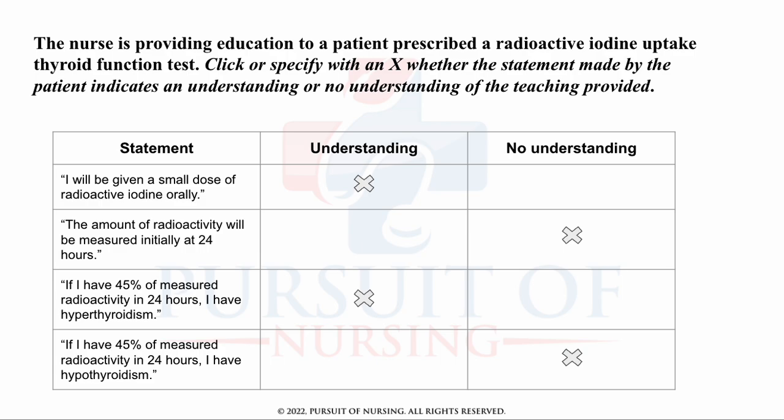Your normal results is 3 to 10% at 2 to 4 hours and then 5 to 30% in 24 hours. So if those readings are elevated, that is indicative of hyperthyroidism. Whereas if those readings are decreased, that is indicative of hypothyroidism.